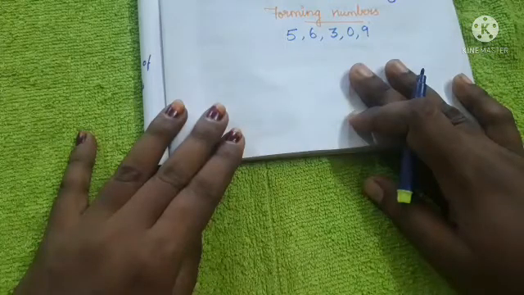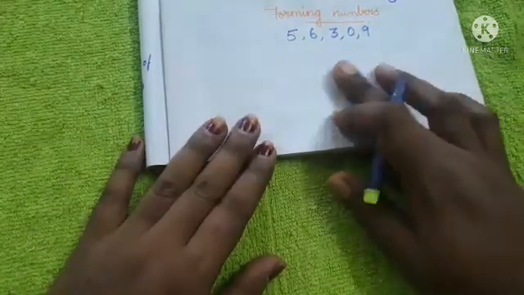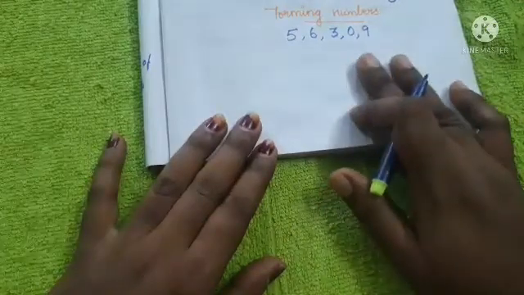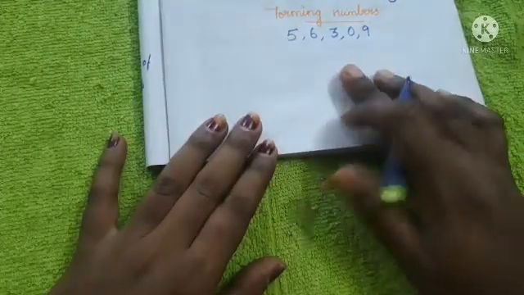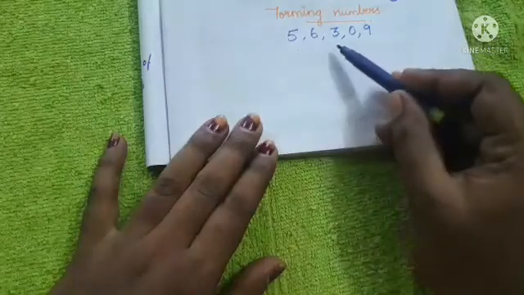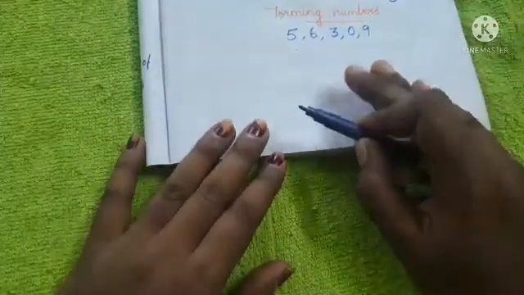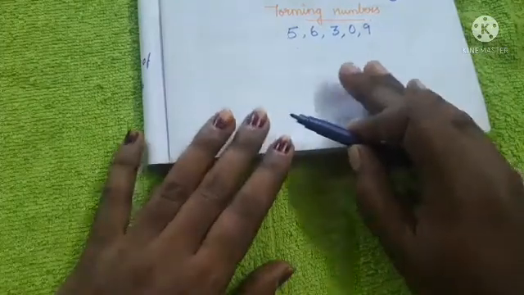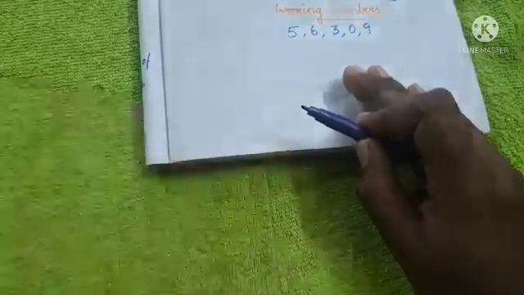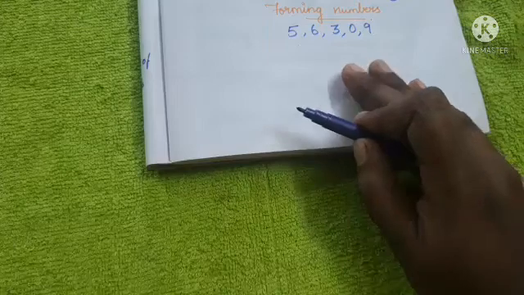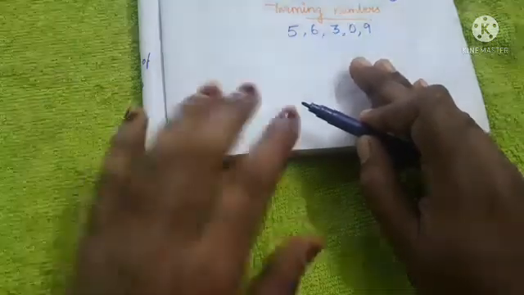Here I have written 5-digit numbers. 5 digits are there totally: 1, 2, 3, 4, 5. By using this given 5-digit number, we want to form a greater number. By using these 5 digits we have to form a greater number.